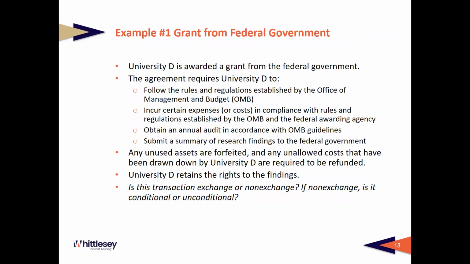So the first example, a grant from a federal government. The university is awarded a grant from the federal government. The agreement requires the university to do several things. Follow the rules and regulations established by the Office of Management and Budget, and that's the uniform guidance. Incur certain costs in compliance with rules and regulations established by OMB. Obtain an annual audit, and submit a summary of research findings to the federal government. In addition, any unused assets are forfeited, and any unallowed costs that have been drawn down by the university are required to be refunded. The university retains the right to the findings.